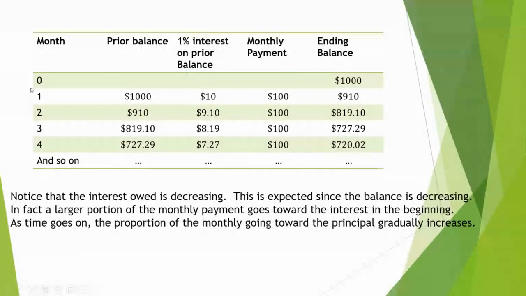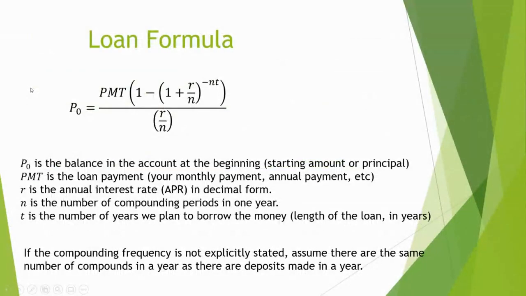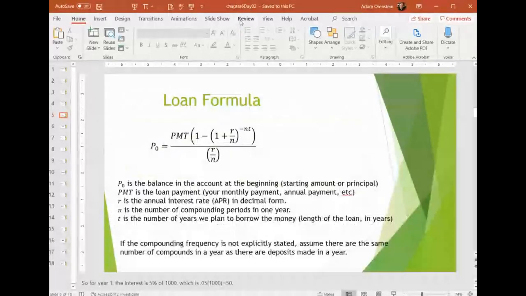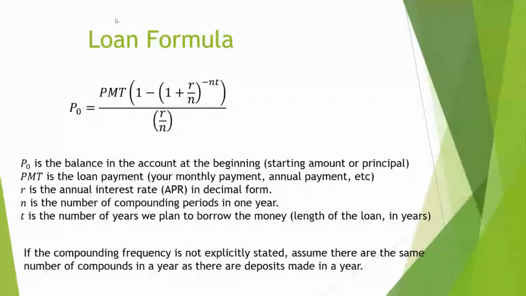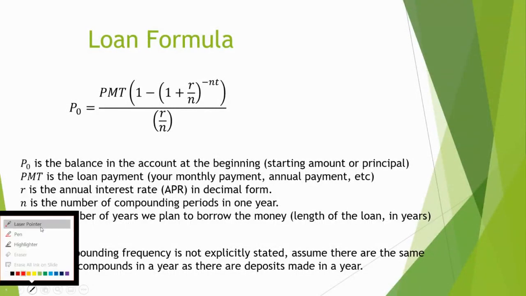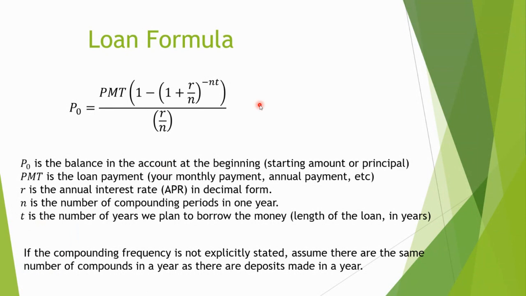Okay. So here's our loan formula. And again, it's the exact same formula for payout annuity. I know the book explains why it is, but I'll let you read that on your own. This is our loan formula, as a reminder, P0, right?